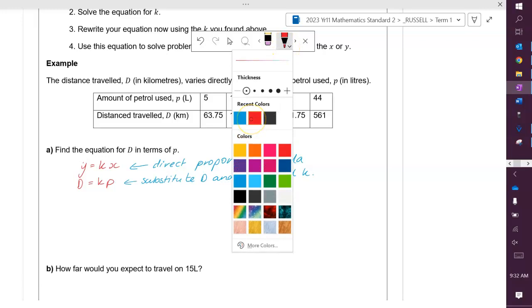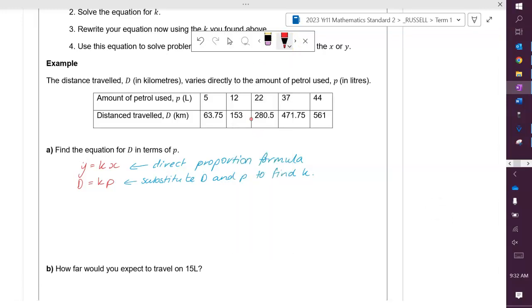All we then do is pick a set of values from our table of values. I like to work with whole numbers, so instead of using this first one here that has a decimal, D is 153, we're trying to find k, and p is 12. So all I've done is substitution. The next step is to solve to find k.